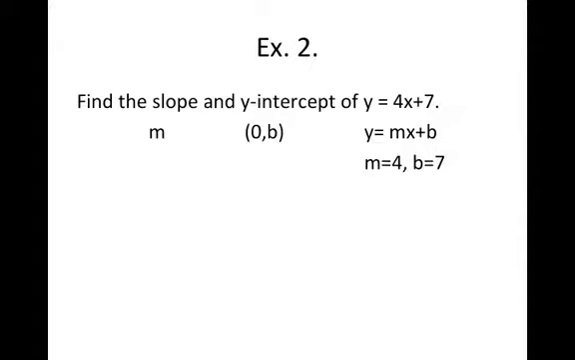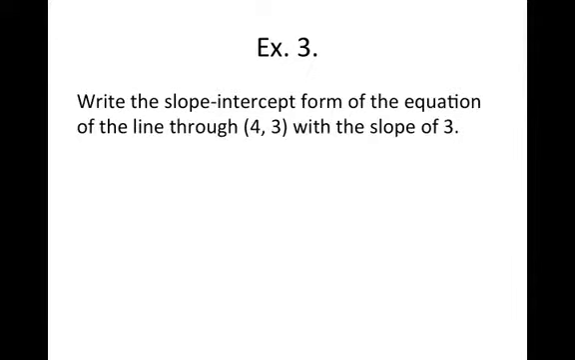Now let's think about the equation that we're given. We're given y equals 4x plus 7. That's slope-intercept form. So that's in y equals mx plus b form. So we can tell that m is 4, b is 7. So our slope, or m, is 4, and our y-intercept is the point (0, 7).